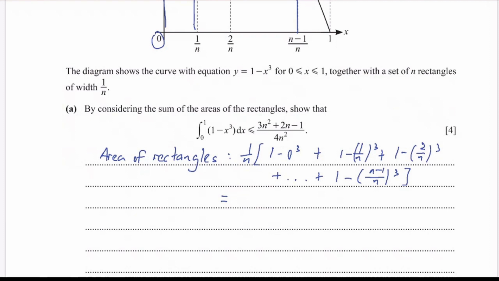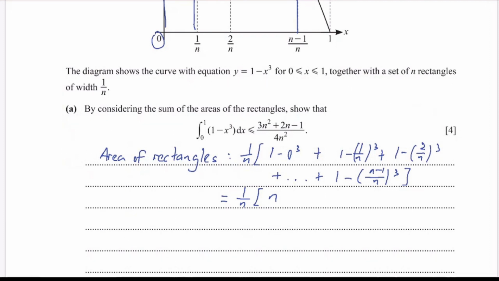From here, we need to find a way to tidy up the expression. We have 1 over n, and inside the square bracket we have n values of x that we have substituted. So we have all the ones, and when we add them together, they give us n.